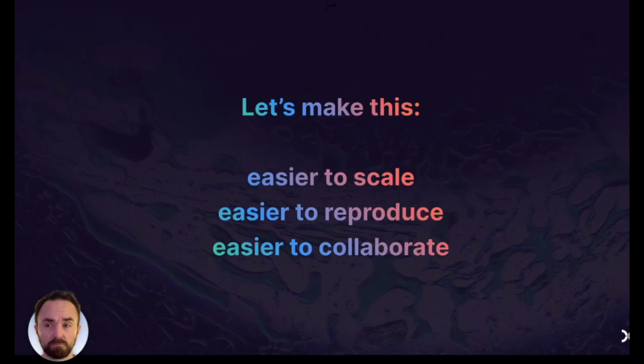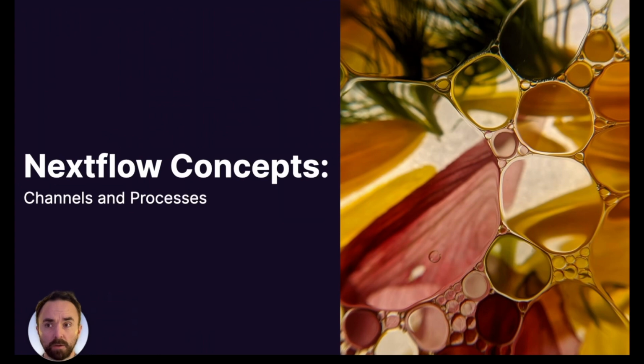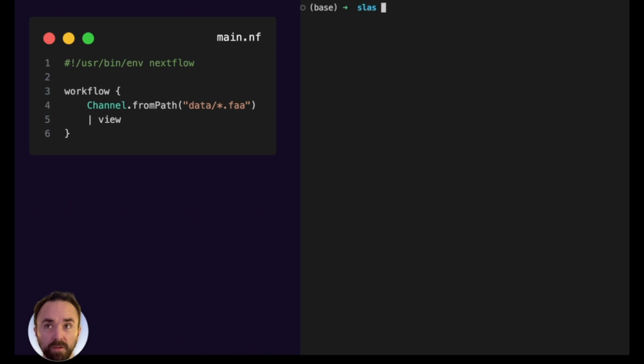So let's take that, and we're going to make it easier to scale, easier to reproduce, and as a side effect, easier to collaborate. We'll talk about each of these in turn. To do this, we're going to introduce a couple of really key Nextflow concepts, and we're going to build a small script as we introduce each of these concepts in turn. The first two really important concepts we're going to talk about are channels and processes, fundamental to Nextflow.